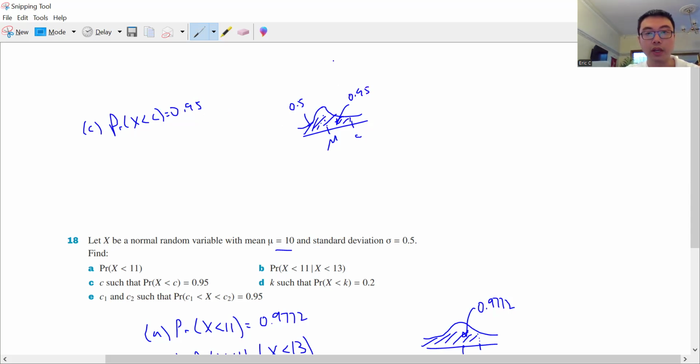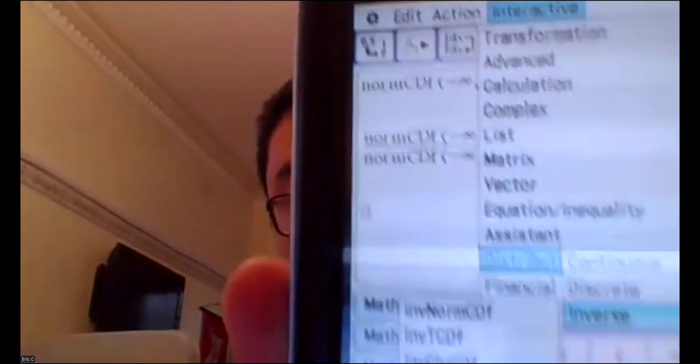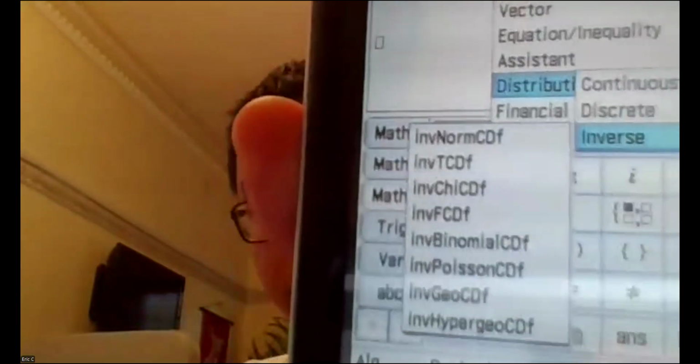Okay, so let's go to our CAS here. Go to interactive distribution, inverse, and inverse norm CDF, which is the first option there. And then go to probability. So that's going to be 0.95. Standard deviation is 0.5 and mean is 10, and go OK. So your answer is 10.82.